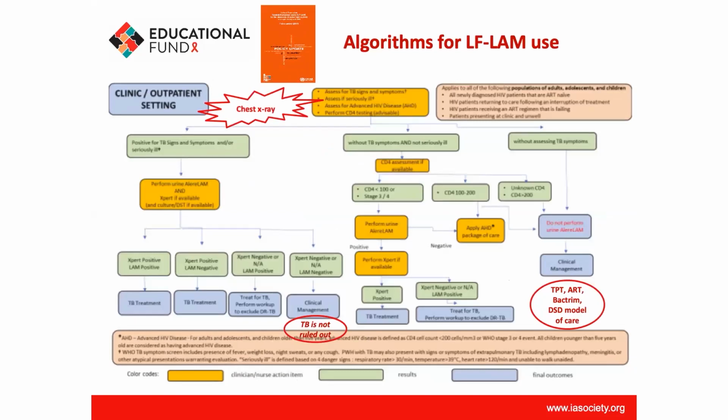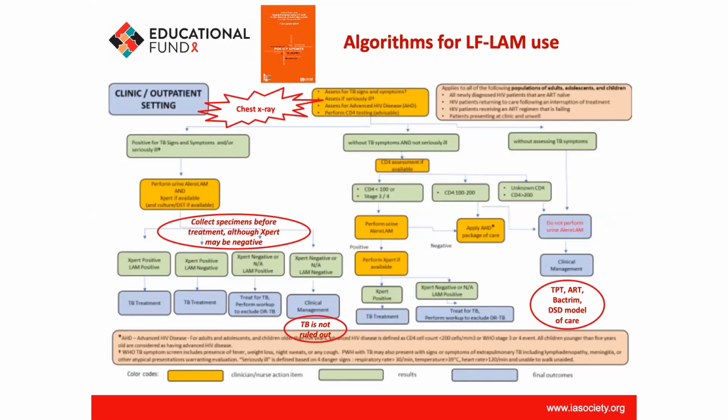So this is the second algorithm available in the policy update. It's very similar to the last algorithm for inpatients. This is the clinic outpatient setting. What again I think is important to highlight here is if the patient is hospitalized and you have collected a LAM and it's positive, or perhaps you're still waiting, you should collect other specimens to send for additional testing, such as Xpert, LPA, and culture, and try to collect those specimens prior to starting treatment.